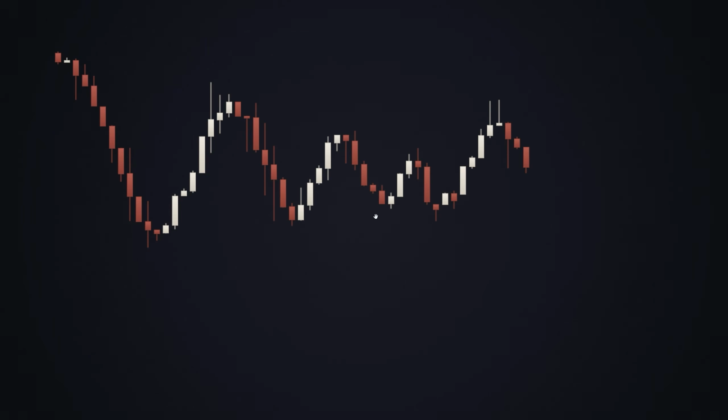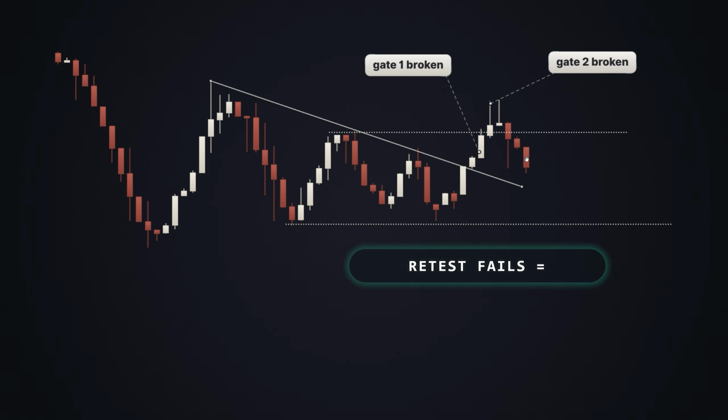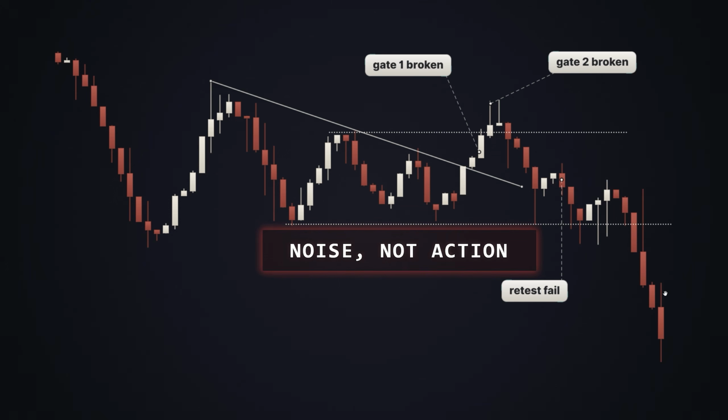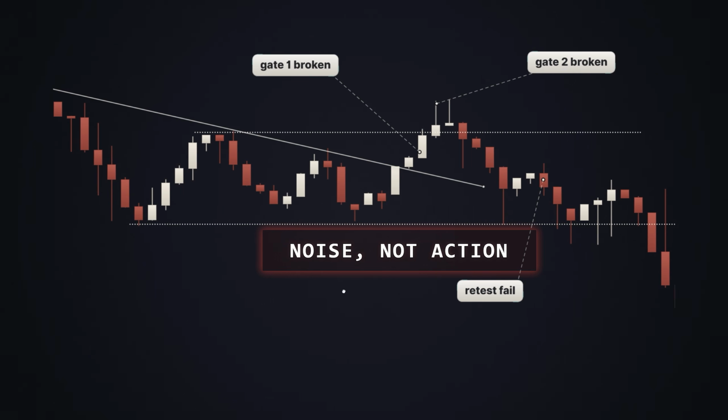Here's another one. The setup had gate 1, it had gate 2, but the retest failed, and that cancelled everything. Price drops back into the middle of the range. Then it moves sideways for 10 more candles. There is no clean scalp there. There is only noise and bad decisions dressed up as action.